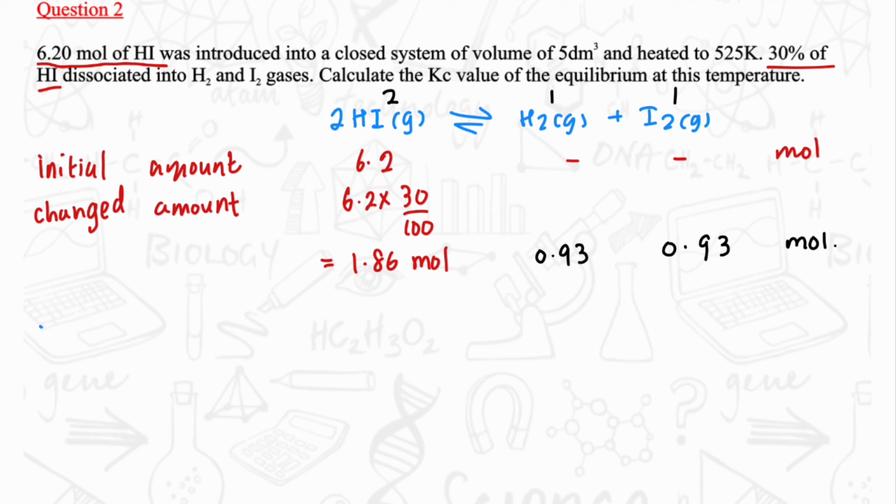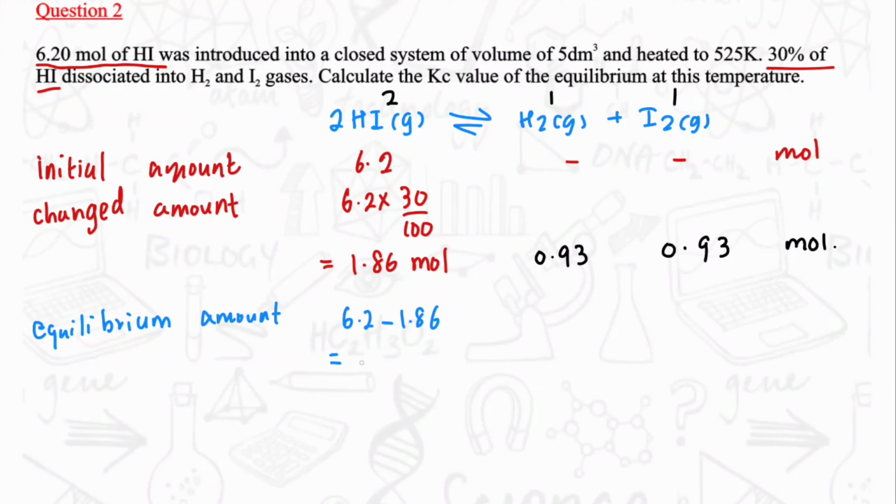So at equilibrium, the equilibrium amount of HI will be 6.2 minus 1.86, and we get the answer 4.34 moles. And here the equilibrium amount of H2 will be 0.93 moles, and the equilibrium amount of I2 gas will also be 0.93 moles. Now we have to find the equilibrium concentration.